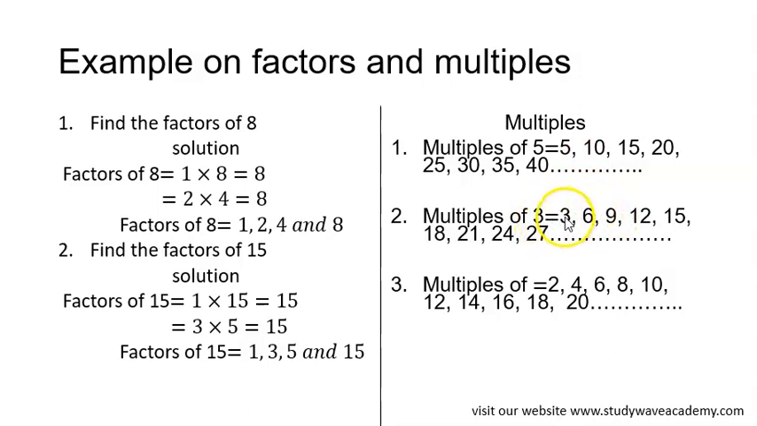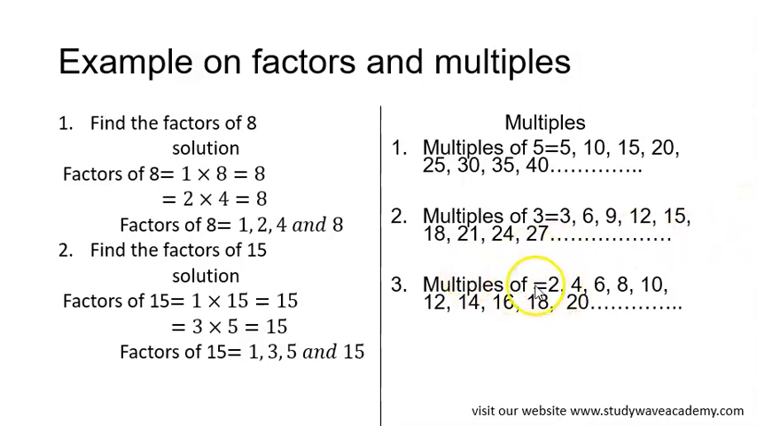3 plus 3 is going to give you 6. 3 plus 6 is going to give you 9. 3 plus 9 is going to give you 12. 3 plus 12 is going to give you 15. It keeps on going on and on. Either you multiply or you add. Either you keep on adding 3 to your answer or you multiply 3 with whole numbers. So these are the multiples of 3. It keeps on going. This dot sign means it keeps on going.